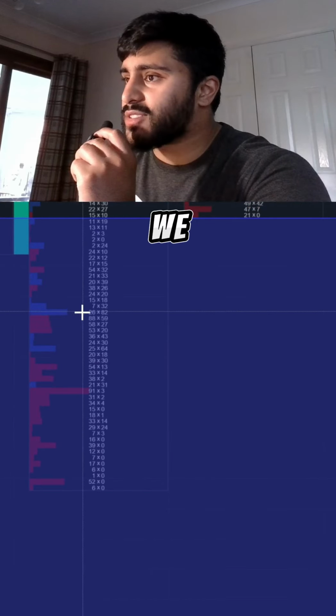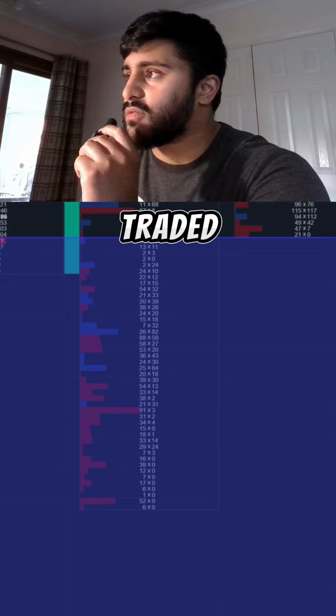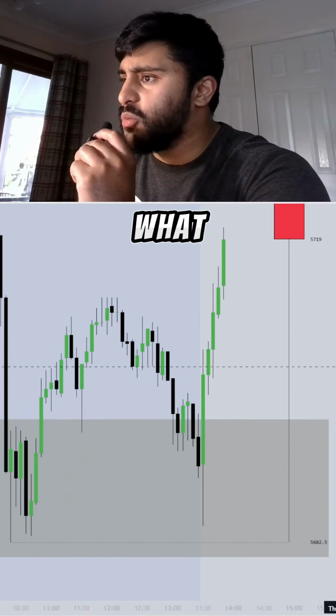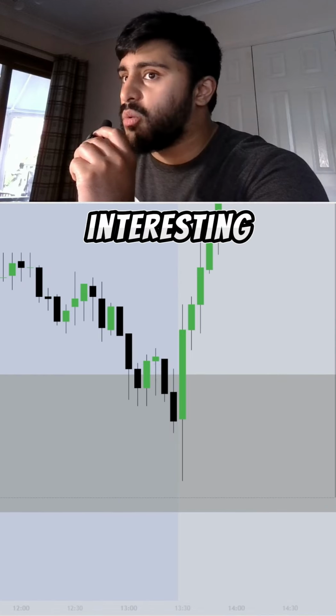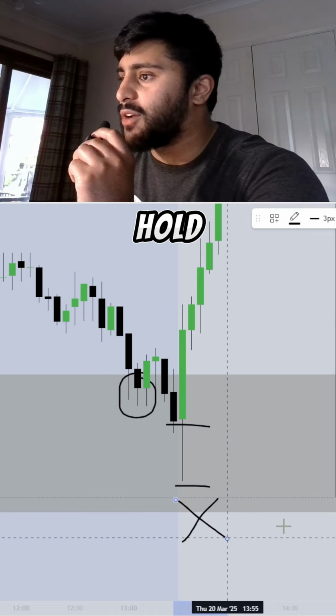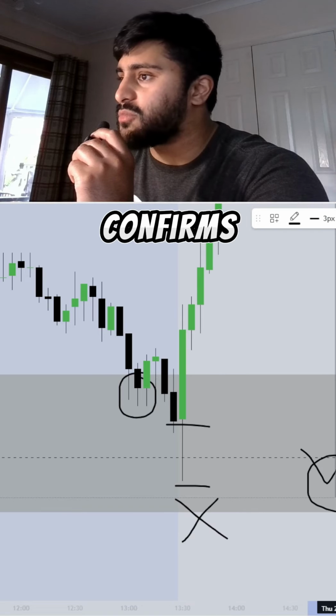Now, this is the final clue, right? I want traders to understand we had such a small volume being traded over here. So when we go back to the regular candlestick chart and we really zoom into the price action, what was happening here was quite interesting. We saw a ton of aggressive sellers over here, but the level was still able to hold and not break. So this is a strong level, which confirms the low of the day.